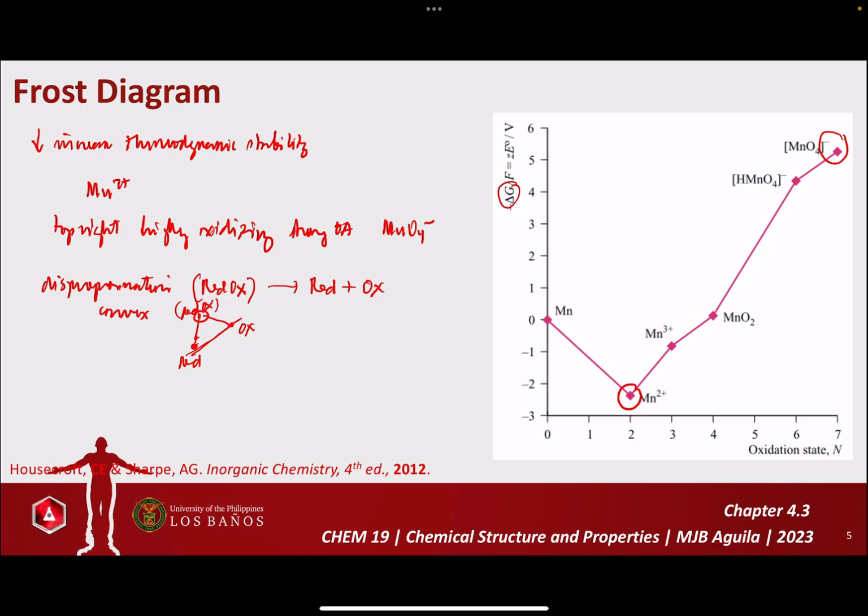And in the plot, there are 2 species that actually have that, HMnO4 minus and Mn3 plus. You can check in the Latimer diagram if indeed this is true. Remember, in the Latimer diagram, we check if the potential right versus left, if it is greater, it will undergo disproportionation.